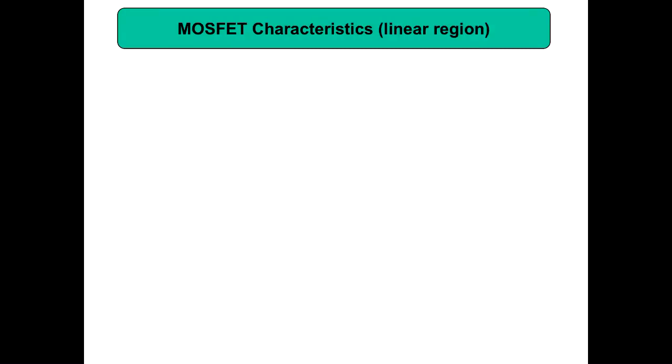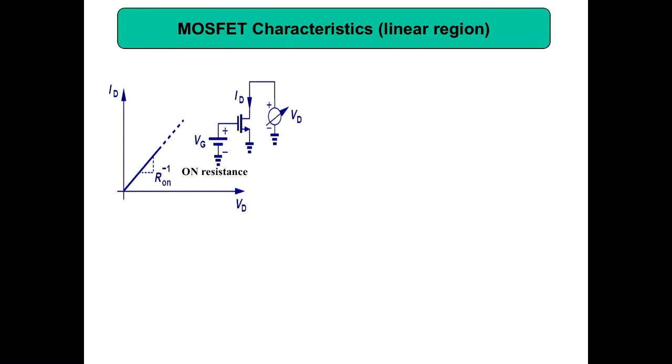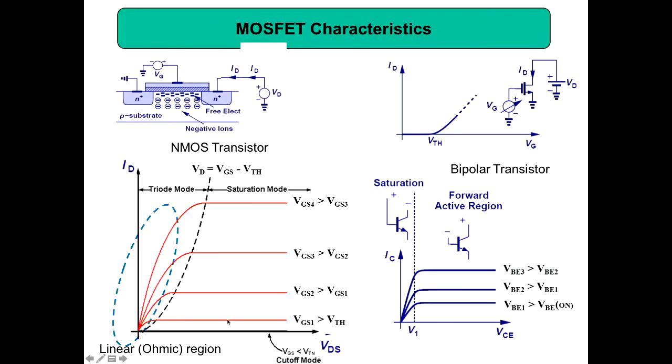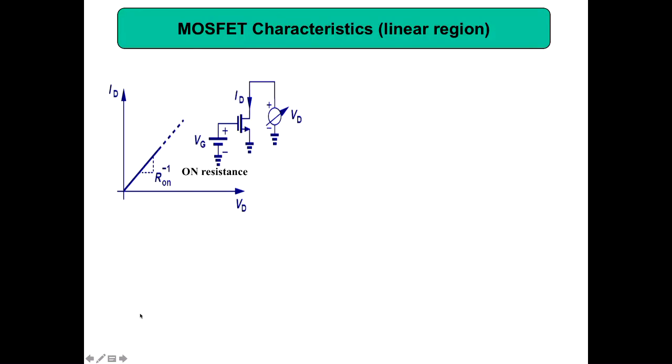Linear or ohmic region, that side. So now I am going to take the linear or ohmic region, means I am going to zoom this region, see this dotted line, then what I can get is a kind of a straight line. So ID versus VD, and if I don't draw the remaining, I get a straight line, and that is the ohmic region. In the ohmic region, we can find out the resistance. Because V equals I into R, if we take 1 by R, that is V by I, you can calculate, that is called on resistance.